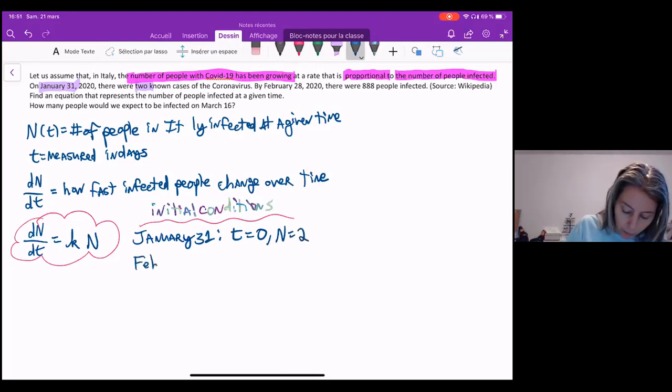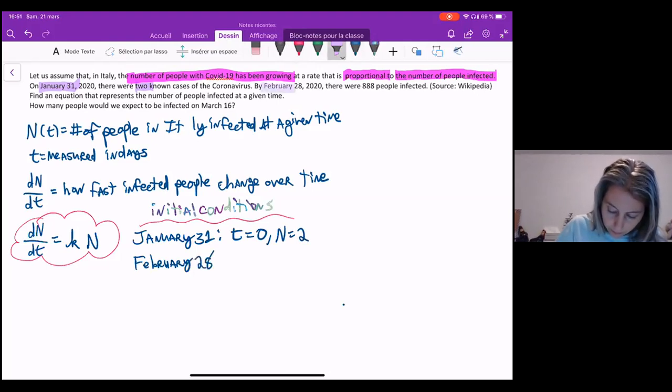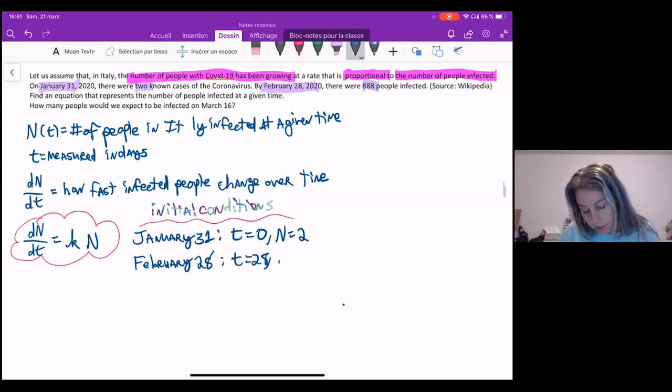Then on February 28th, there were 888 cases. So that's my second initial condition. Well, February 28th is after 28 days have passed, which means N is equal to 888 when t is equal to 28. Okay, so now we actually have all of the information that we need to solve this differential equation.